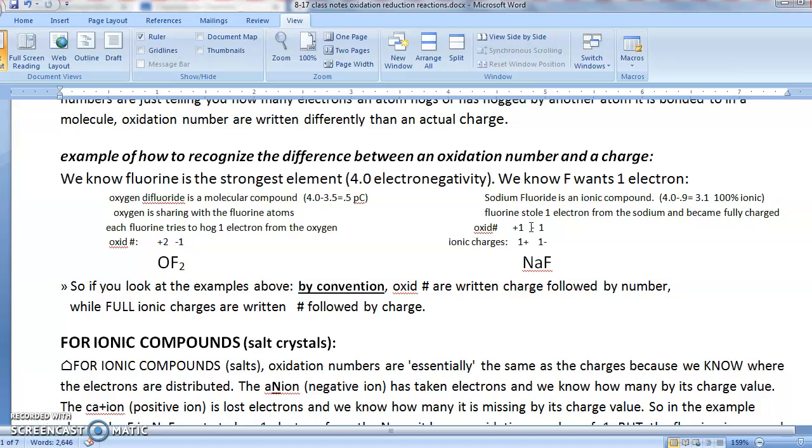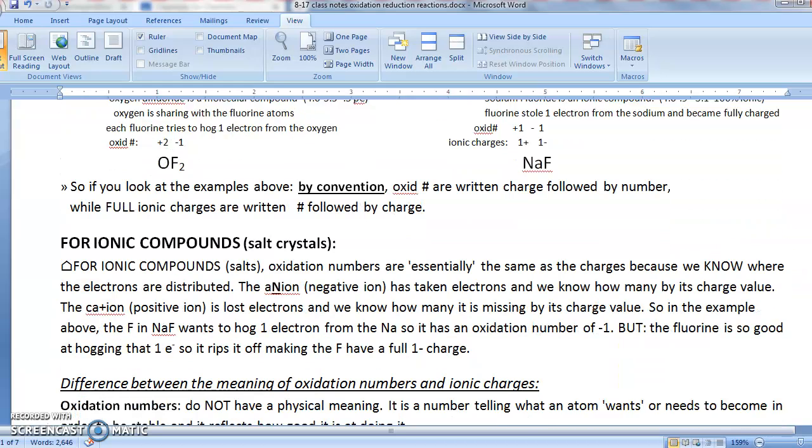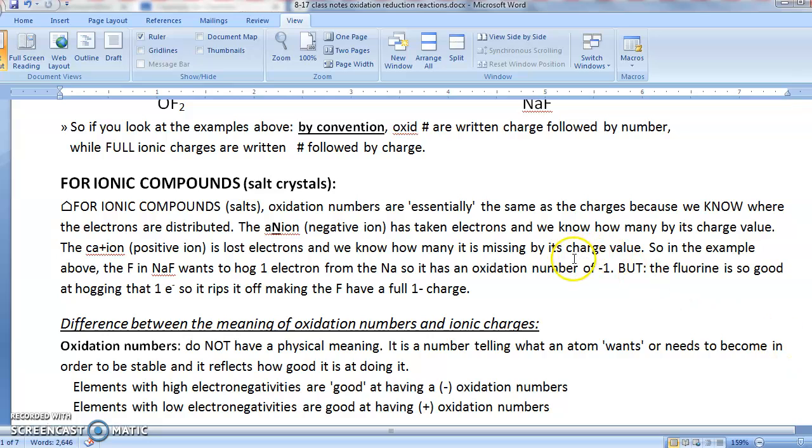So you can write oxidation numbers for salts, for these ionic compounds, but when you're writing it as an oxidation number, it's charge followed by number. When you're writing it as a full ionic charge, you write number followed by charge. So once again, we can write oxidation numbers for ionic compounds, but it's essentially the same as the charge. The anion has taken electrons. We know how many electrons it's taken by its ionic charge. Its oxidation number would just be the same, except you write charge followed by number.